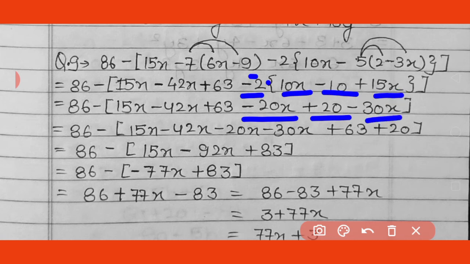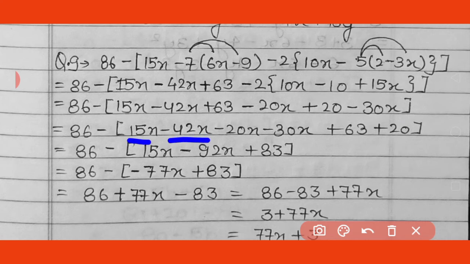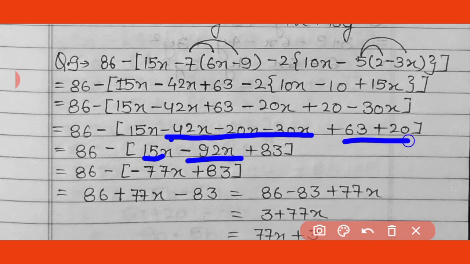Now in this condition we will put together the like terms. As we have kept 15x, minus 42x, minus 20x and minus 30x. So all negative terms will add together and then it will subtract the positive term. All these three negative terms addition became minus 92x and it will subtract 15x, and the constant sum became 63 plus 20 is equal to 83.